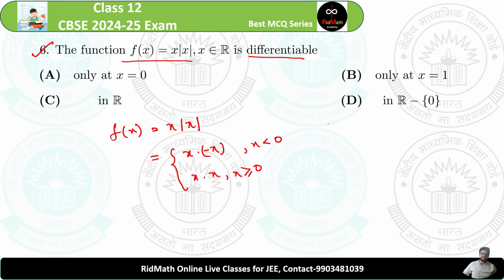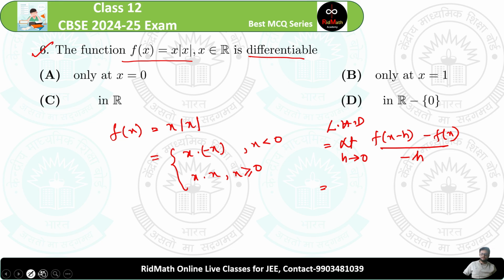So let us check the left hand derivative. What is the left hand derivative? This is the limit h tends to 0 of f of x minus h minus f of x divided by minus h. So what is f of x minus h? Sorry, at x equal to 0, this will be 0, because we are checking at x equal to 0.